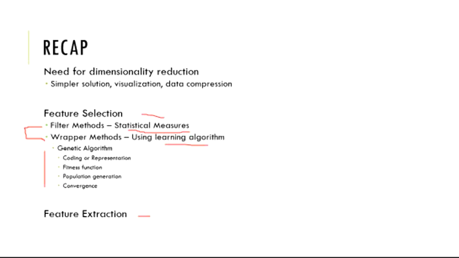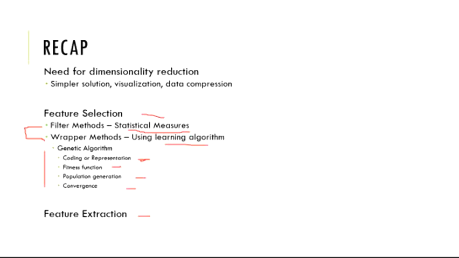Genetic algorithm has four primary or important phases. First one is the coding or representation of the problem at hand. Second is the fitness function. The third was the population generation, and fourth is convergence. In coding or representation, we see how we can convert our real world problem into an appropriate representation that can be worked upon through your computer. While in fitness function, we decide which parameter will we use in order to see if our function is effective or not.